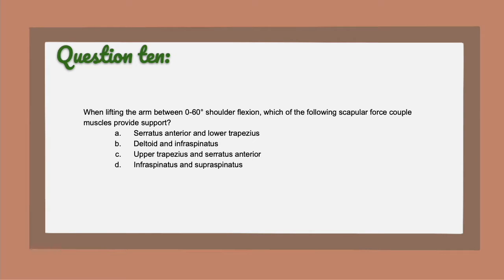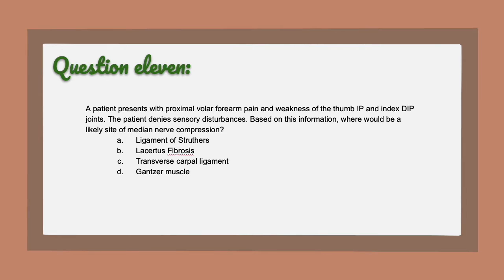Question 10. When lifting the arm between 0 to 60 degrees of shoulder flexion, which of the following scapular force couple muscles provide support? A, serratus anterior and lower trapezius. B, deltoid and infraspinatus. C, upper trapezius and serratus anterior. D, infraspinatus and supraspinatus.